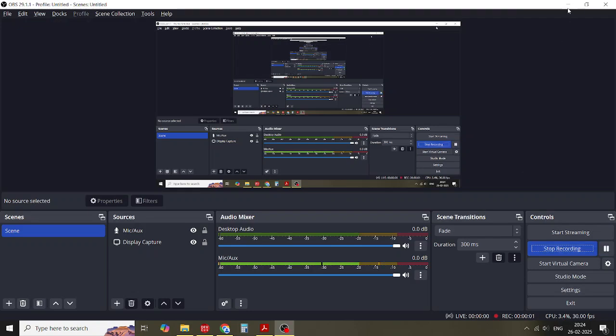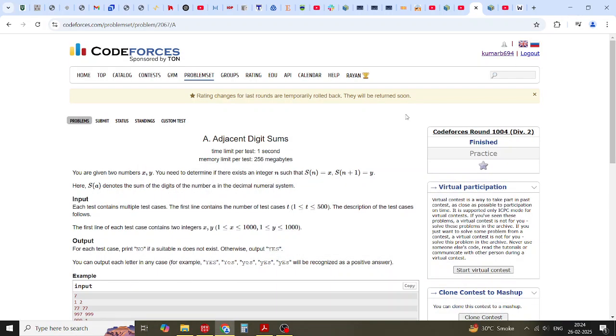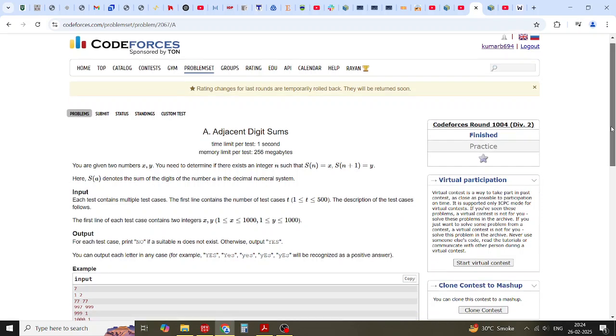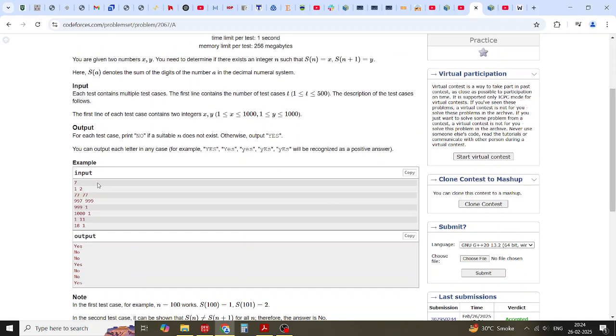Guys, today I'm back again with another question on Codeforces. So this is also a division 2 A level problem, adjacent digit sum. In this question, first you have the number of test cases, and then you have two numbers.